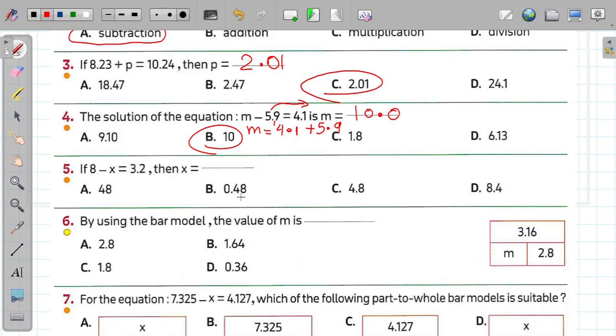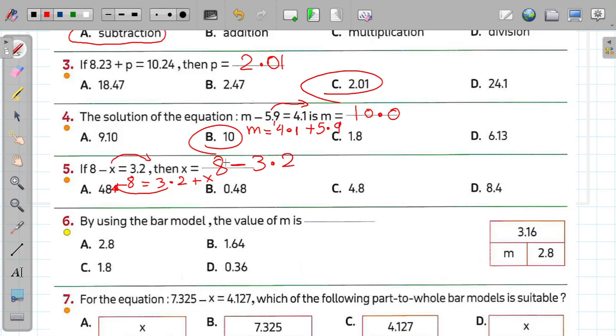Next, I have 8 minus x equals 3.2. Okay, so I want to find the value of x. So I will send x first to the other side with the inverse operation. So it will be 8 equals 3.2 plus x. Next I will send 3.2 to the other side with the inverse operation. Okay, but I have here an addition operation, so it will be a subtraction operation. So x equals 8 minus 3.2.